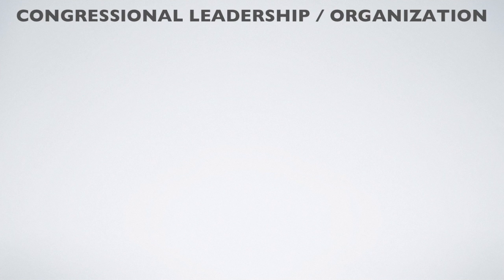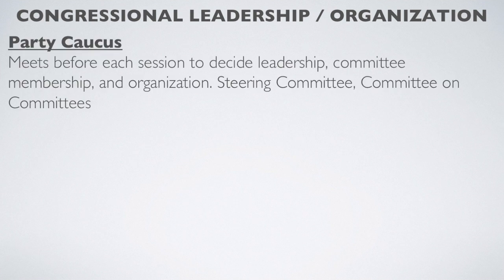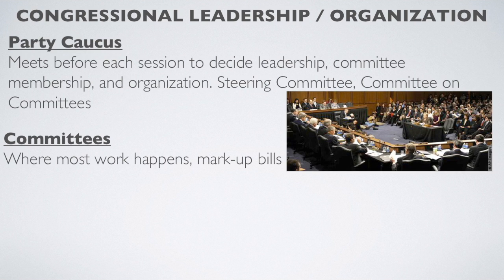So, Congressional Leadership Organization. We have the Party Caucus. It meets before each session to decide leadership, committee membership, organizations, steering committees, committees on committees. So with those party caucuses, all the Republicans meet together, all the Democrats meet together. They really decide a lot of those things. A pretty important part is committees. Committees are where most work happens, marking up bills. These committees really work on the bills and how they can be passed.